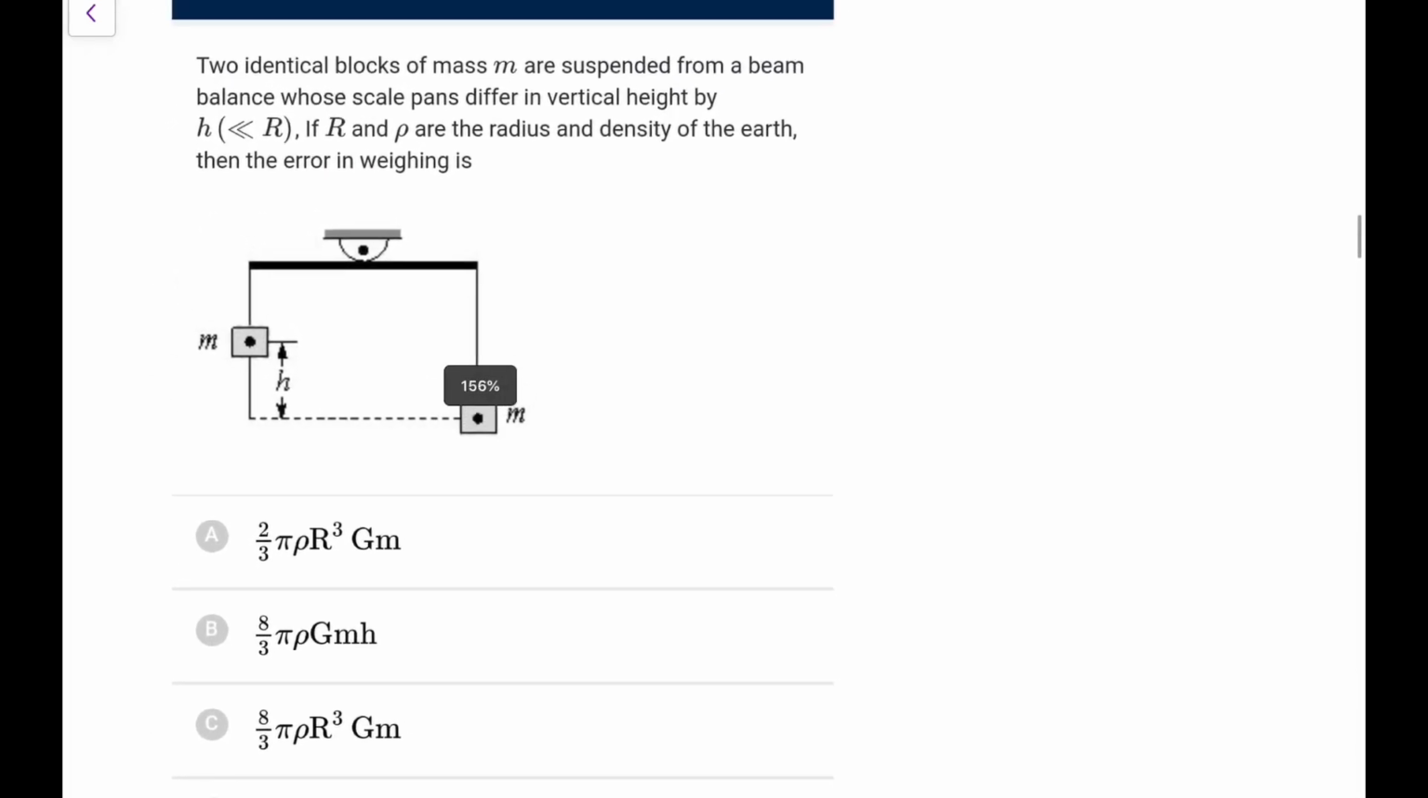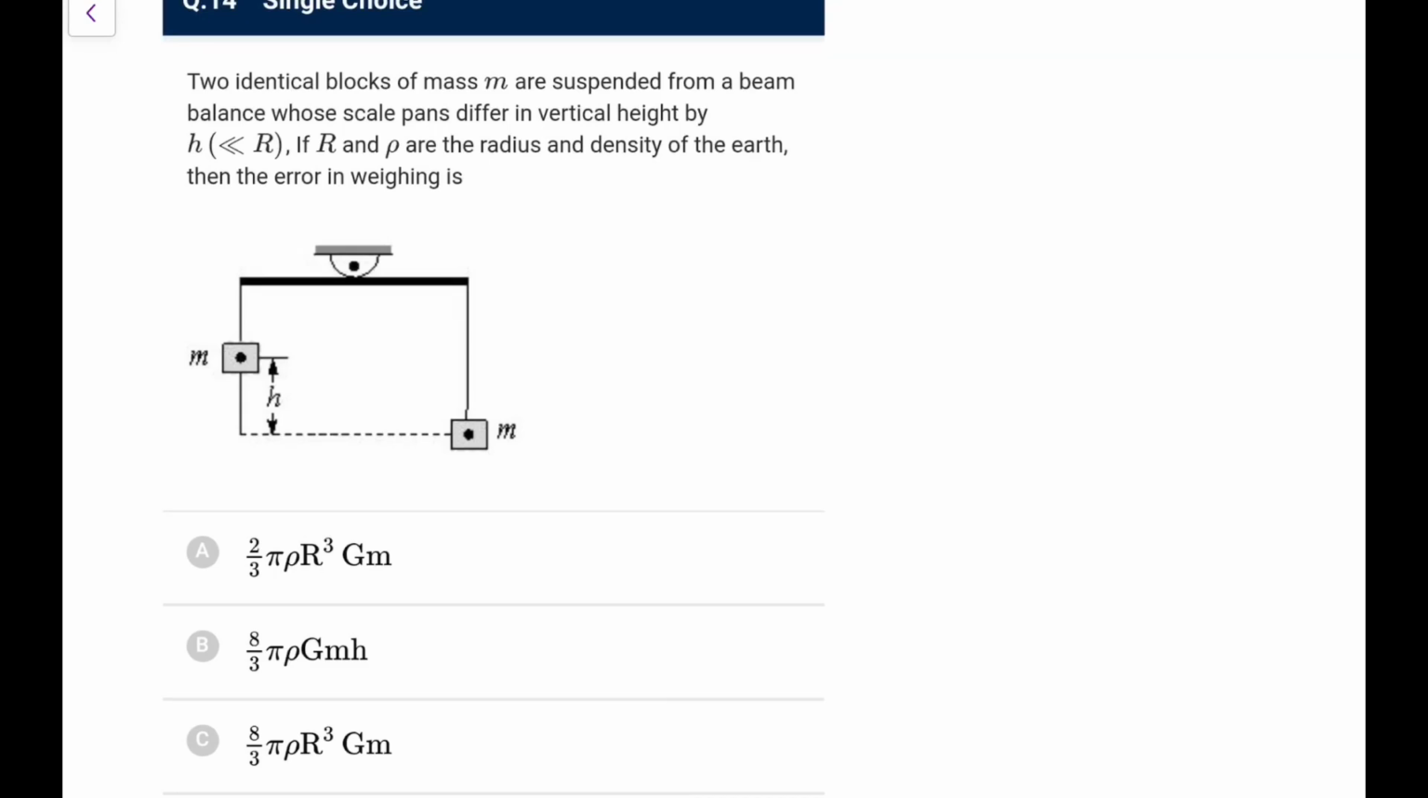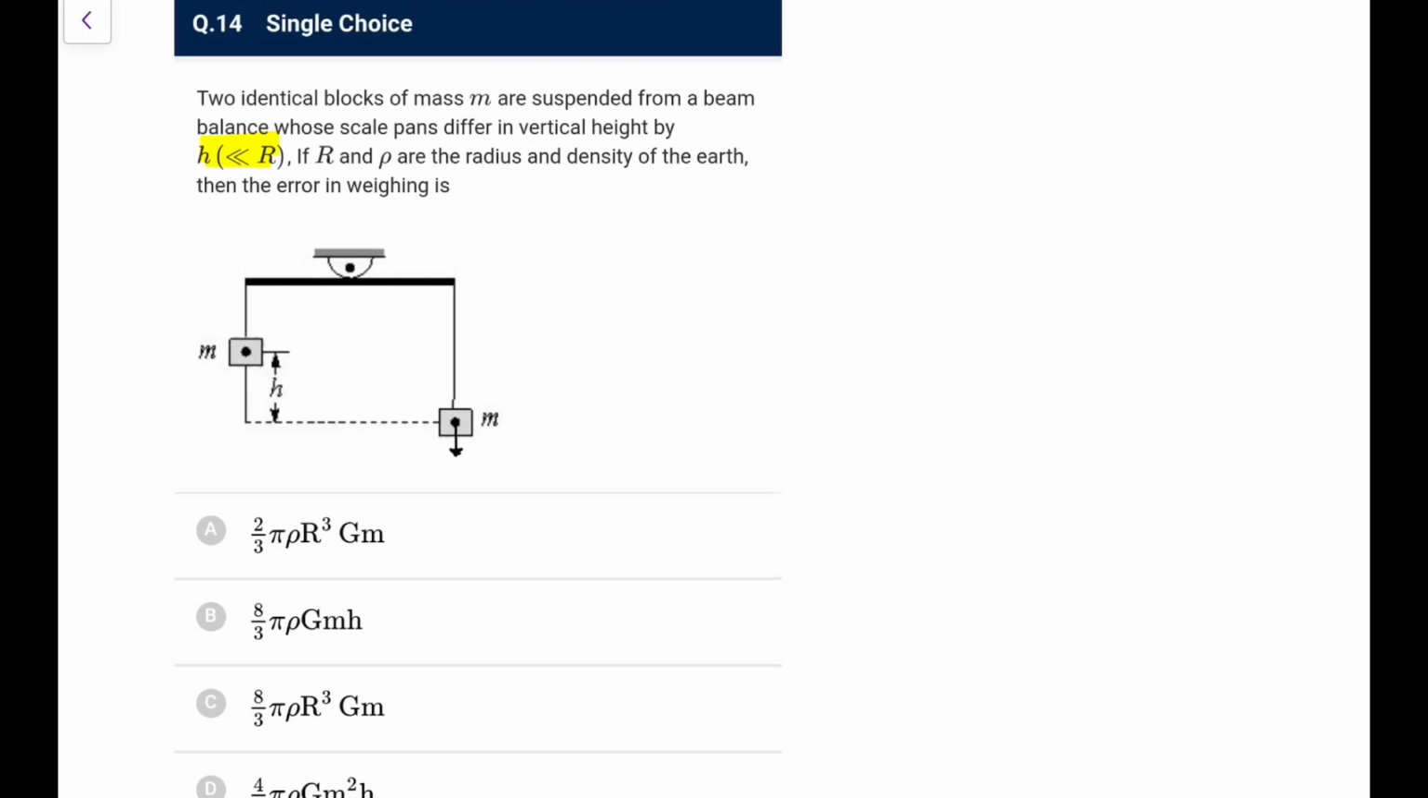2 identical blocks of mass m are suspended from a beam balance whose scale pans differ in vertical height by h, which is much lesser than R. If R and rho are the radius and density of the earth, then what is going to be the error in the weighing? So let's say the weights are W2 and W1. The difference that I will get in the weights would be W2 minus W1.